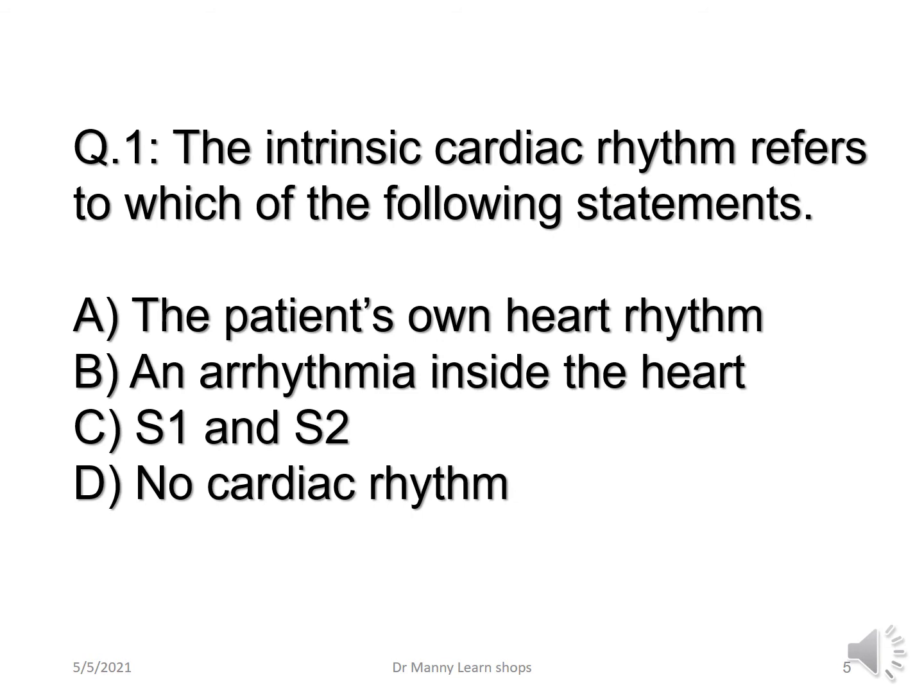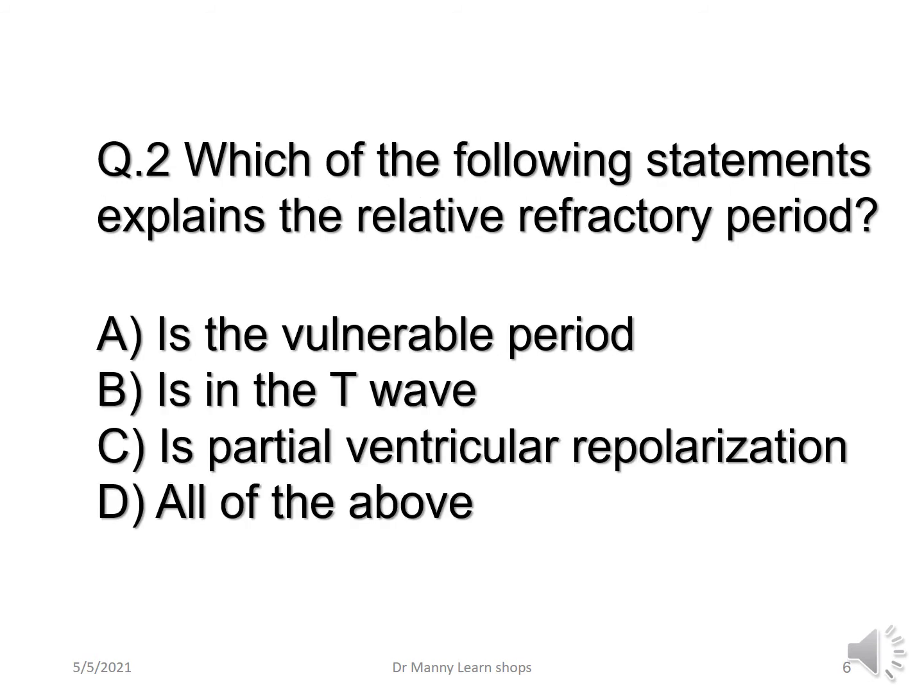The intrinsic cardiac rhythm refers to which of the following statements? A, B, C, or is it D? The correct answer is A, the patient's own heart rhythm. Which of the following statements explains the relative refractory period, also known as the vulnerable period, which is located in the final component of the T wave? Is it the vulnerable period? Is it in the T wave? Is it partial ventricular repolarization? Is it all of the above? Yes, it is.